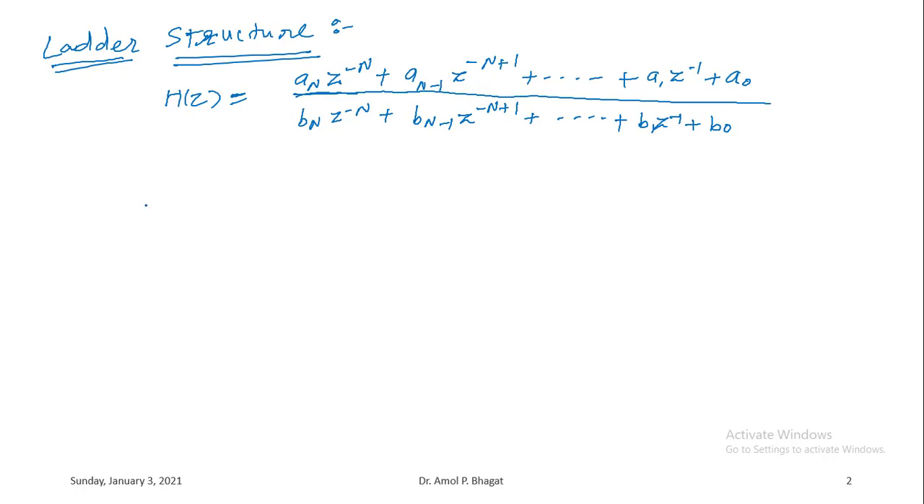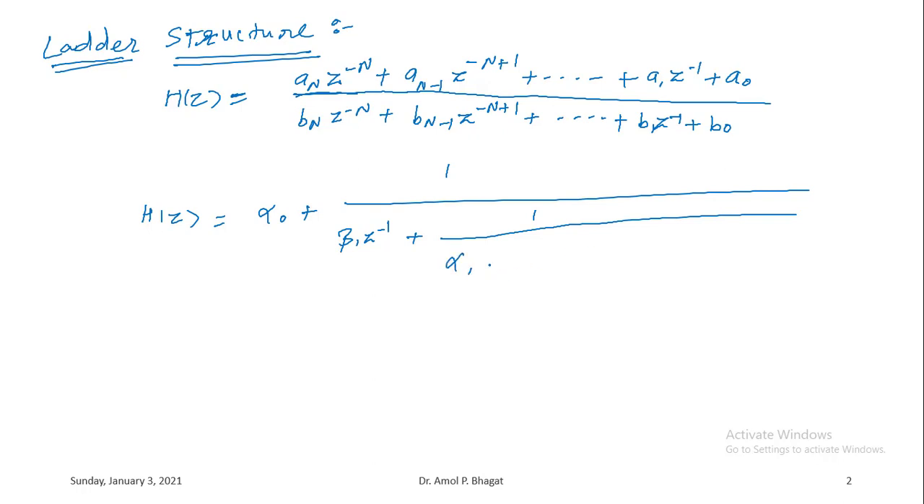So this H(z) will be modified as H(z) is equal to alpha_0 plus 1 upon beta_1 z^-1 plus 1 upon alpha_1 plus 1 upon beta_2 z^-1 plus and so on plus 1 upon alpha_n. So you will be identifying these coefficients, alpha_0, beta_1, alpha_1, beta_2, and so on up to alpha_n, depending on the order of these polynomials. So you will identify these coefficients required for realizing the IIR systems in ladder structure.